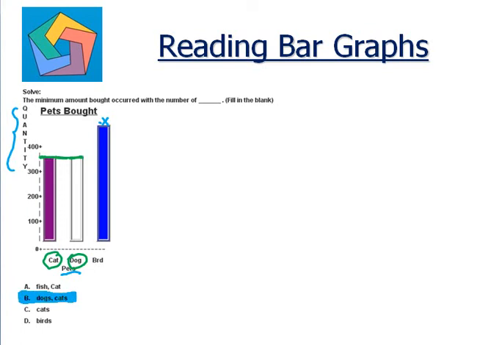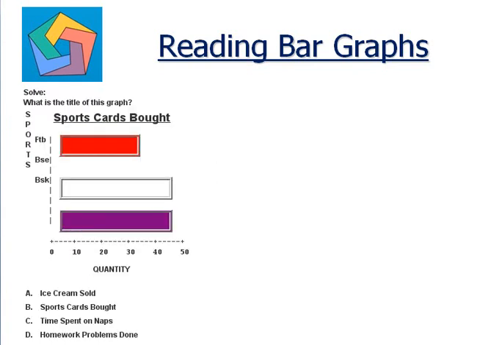Next problem. Solve. What is the title of this graph? Again, the title of the graph will be sports cards bought. Sports is reflected on y-axis, quantity on x-axis for football, baseball, and basketball. So we can highlight our answer sports cards bought, that is B part.